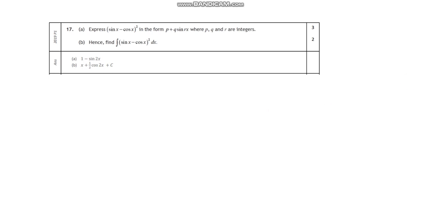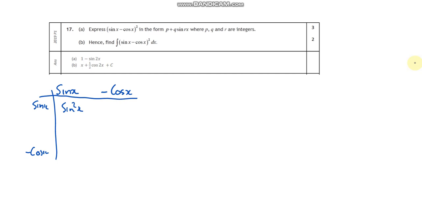And again, people are going to get all stressed out and they're going to make silly mistakes. This we need to use our box method for. So I've got sine squared x. I've got positive cos squared x because two negatives make it positive. Then I've got negative sine x cos x. And then I've got negative sine x cos x again.